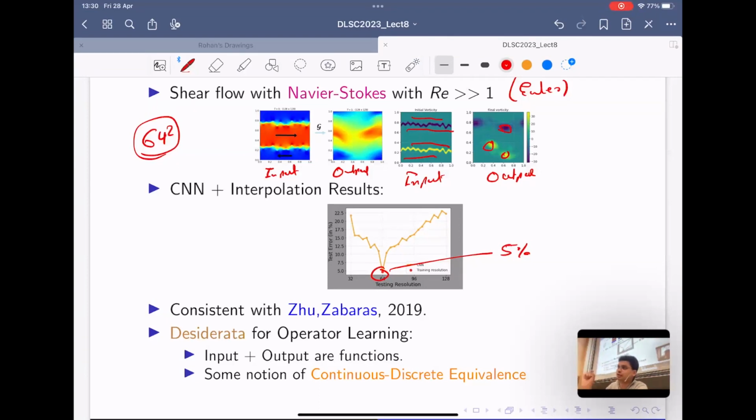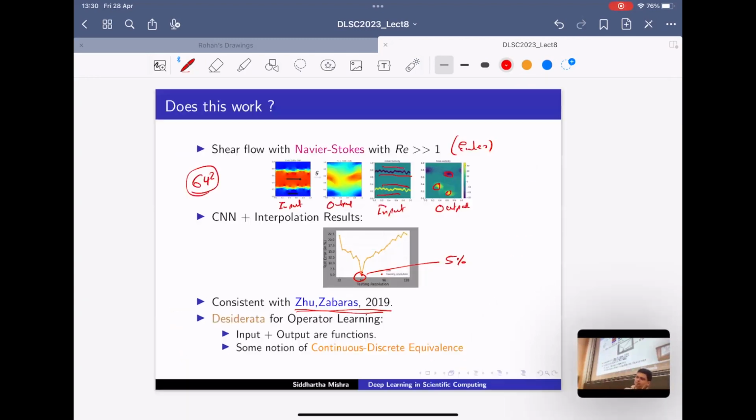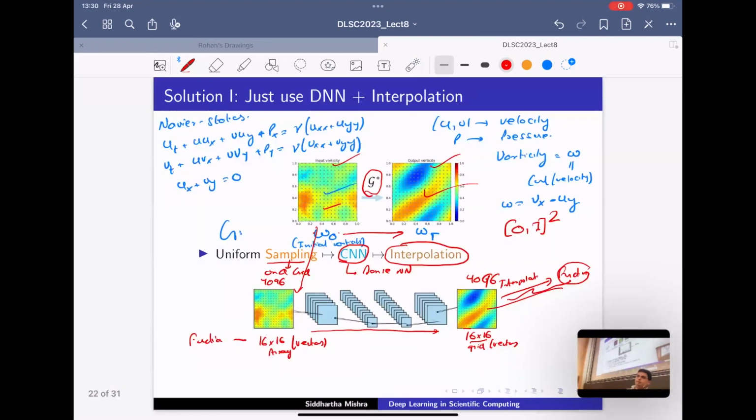It turns out that there is a catch to it. This was identified by, among others, this paper, but there are other papers where this is identified. And the idea is that in operator learning, it is not just about inputs and outputs of functions. It is something more to that. And what is that more? So let us go back to this picture here.